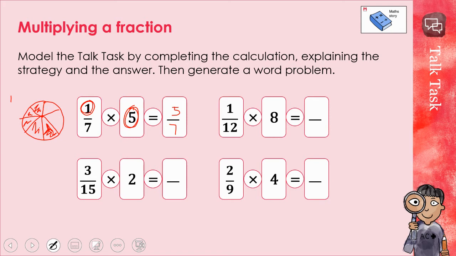Okay, welcome back. Let's rattle through these quite quickly because they are nice and straightforward. 1/12 multiplied by 8 is equal to what? Well, I keep my denominator the same because it's 12, that's like my unit. And then I multiply the numerator by the whole number. 1 times 8 is 8. Again, my denominator stays the same. 3 times 2, 6. Last question, denominator stays the same. 2 times 4, 8. This is nice and straightforward today so far.